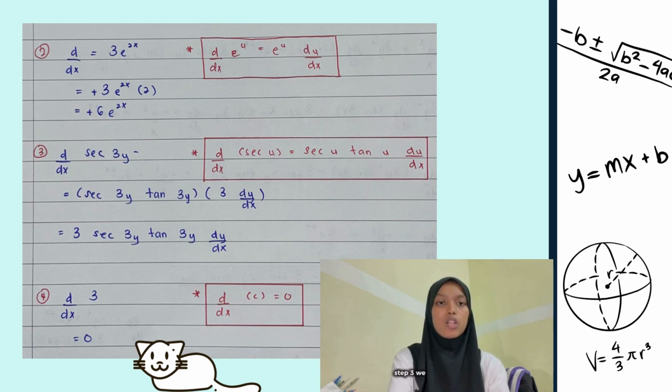Step 3, we can use the secant u formula, which is secant u tangent u du over dx. So from this, we can just use the formula and multiply it. And the final answer will become 3 secant 3y tangent 3y dy over dx. Step 4, we can use the formula for a constant, which is 0.